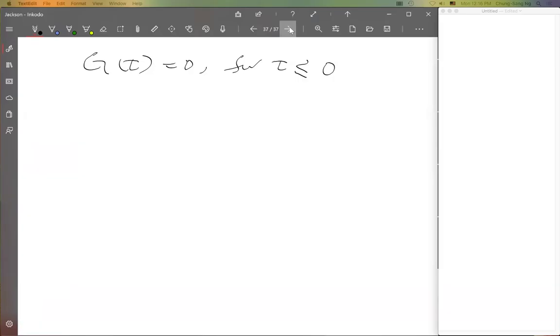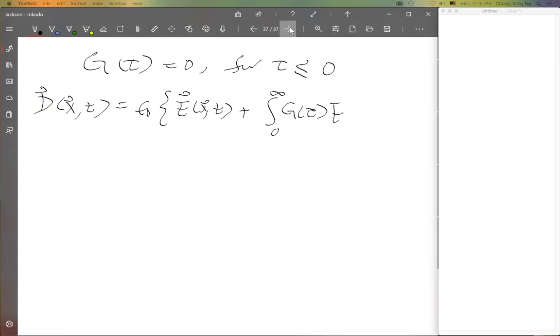So based on that, we can rewrite our previous integral condition as this one. You have E_ext, the first term, and then plus this integration over G. But now we restrict our integration to positive tau. Okay, so that's the condition. All right.